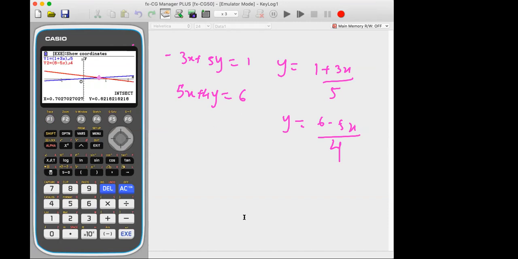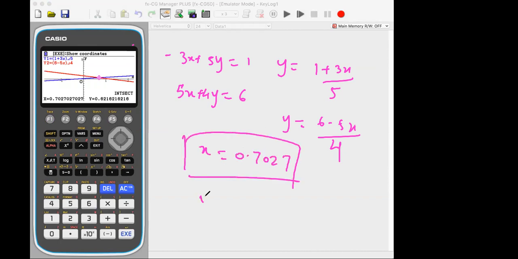The intersection that comes is x is 0.7027. That's your x coordinate, and your y coordinate is 0.6216, to 4 decimal places. Generally, they expect the answer to 2 decimal places. So that's how you do this kind of question. When you look at the two functions and you want to see where they're intersecting, basically when you want to solve the equation graphically, you have to do this approach. Plot the graphs and see where they're intersecting.